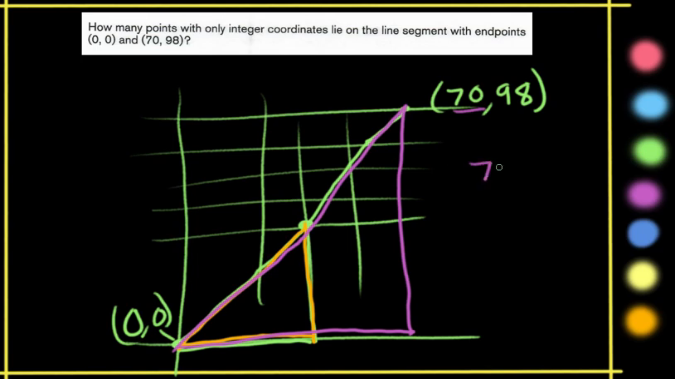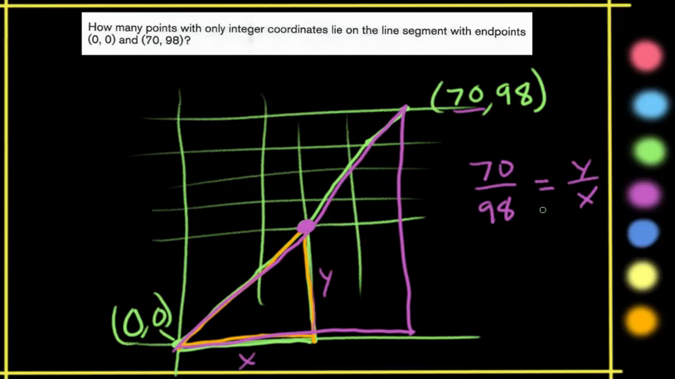So we'll have 70 divided by 98 has got to be equal to the ratio of the coordinates here. So this height here will just be your y coordinate at that point, which we know is an integer, and this width here will just be our x coordinate at that point. So that's going to be y over x. And so the question is really, how many different ways can we solve this equation?